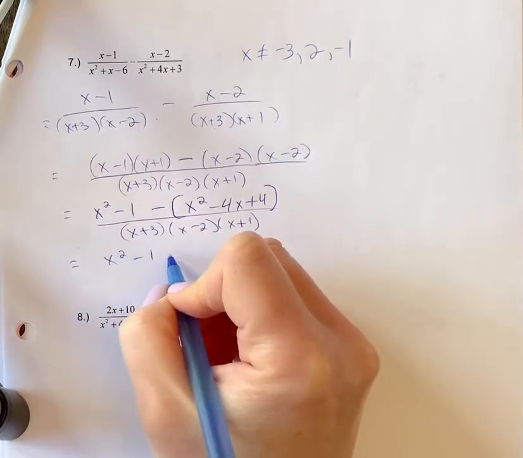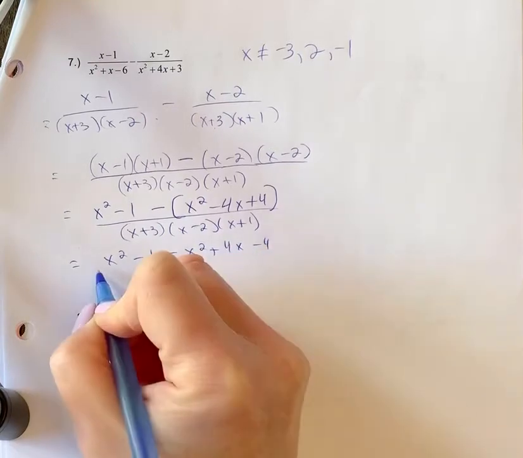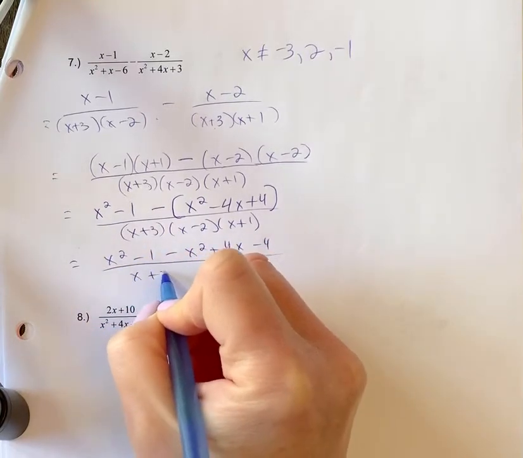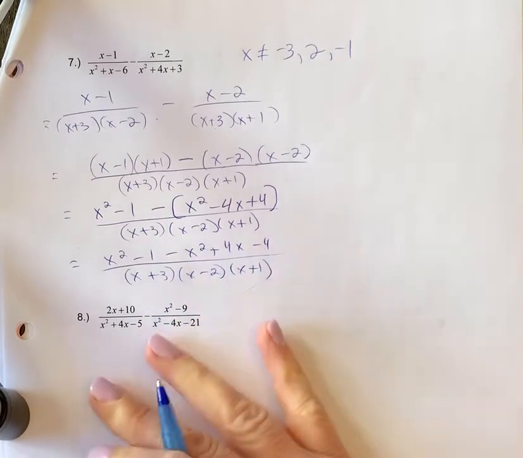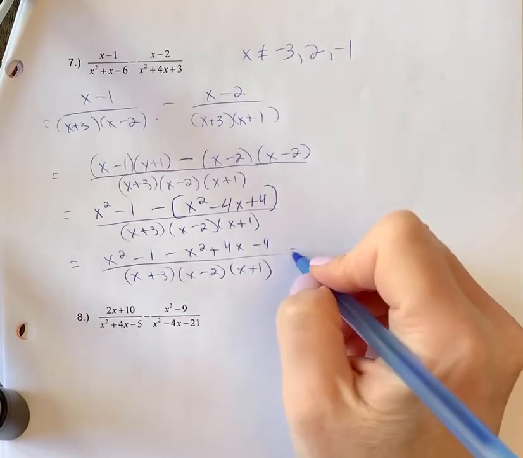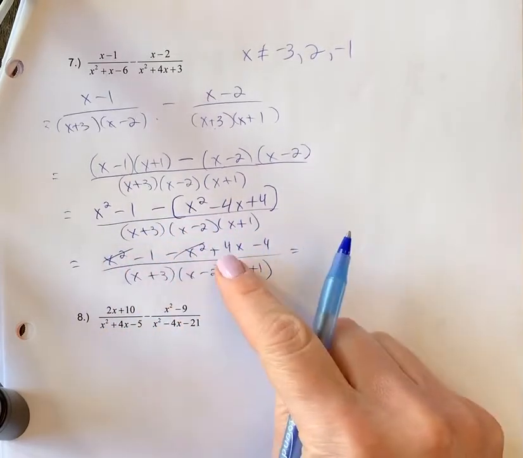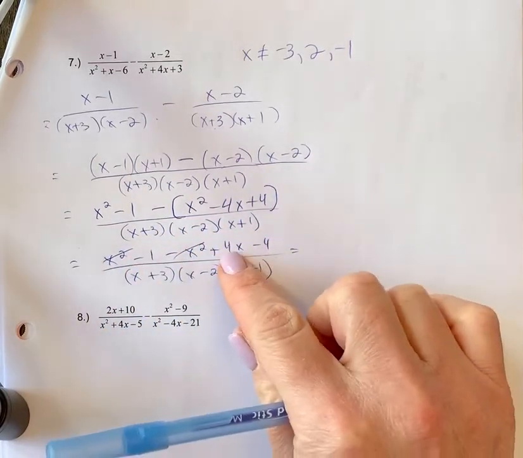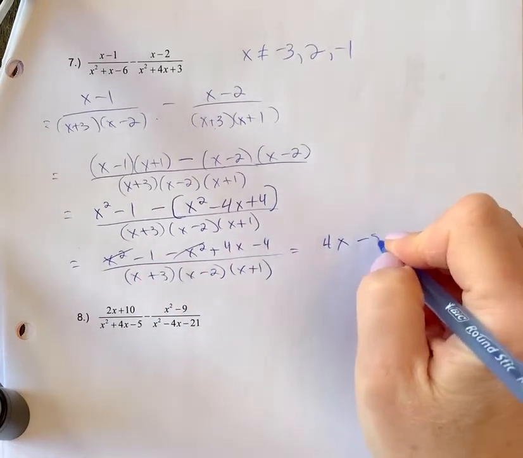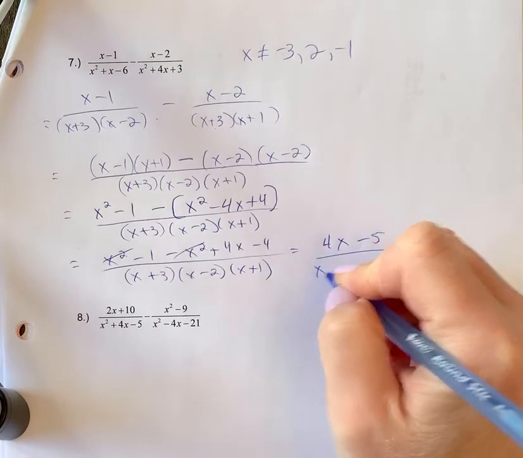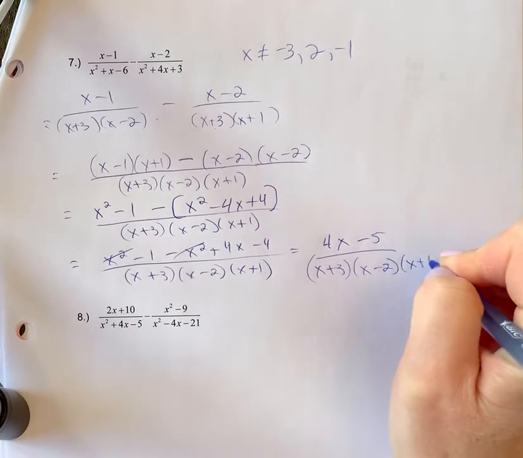Okay, clean up that numerator by bringing through the negative sign now. Leave your denominator the same. Now we have to combine like terms. X squared minus x squared, those will actually cancel. So we have -1 and -4 and 4x. We're going to write the 4x first. -1, -4, we're going to get -5 over your denominator, x plus 3, x minus 2, x plus 1.